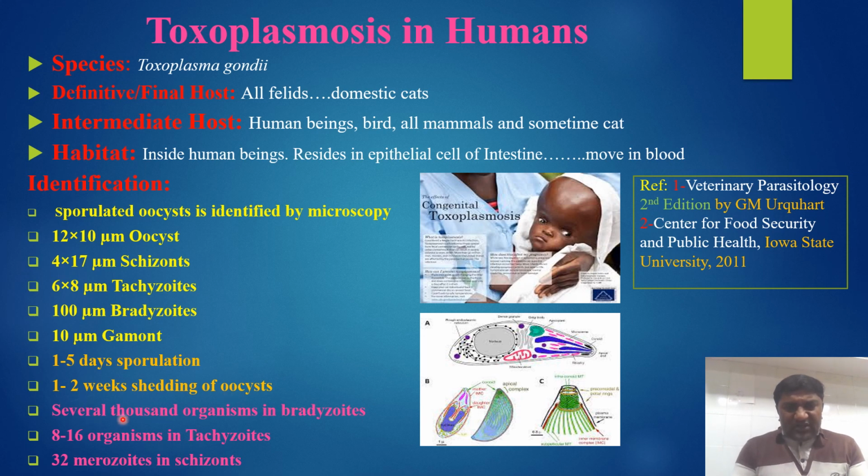There are several thousand organisms in the bradyzoites, 8 to 16 organisms in tachyzoites, and 32 merozoites in the chazons. So you can see the congenital transmission, and you can see the head of this baby, which is actually the infection, the toxoplasmosis. That one is the shape of the tachyzoites, you can observe in this diagram.